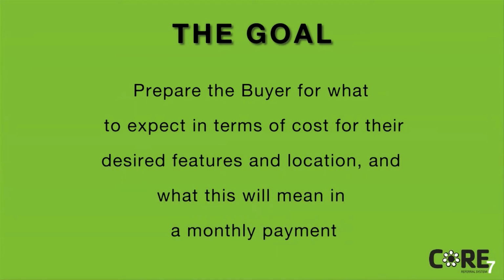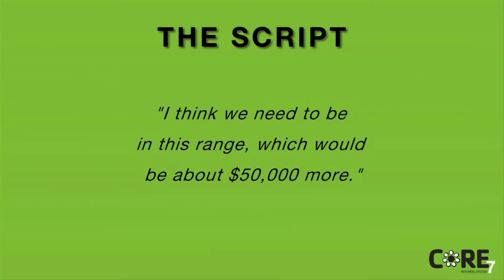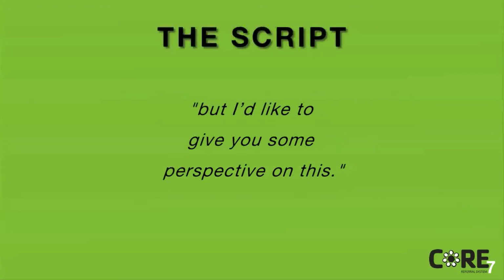As an example, when a client's desired price range doesn't fully line up with reality, I like to address it reassuringly by saying, "Based on your questionnaire, your price range is here, but based on a quick analysis, to get the space and features you want in this location, I think we need to be in this range, which would be about $50,000 more." Now, I know that may sound scary to you, and you will address it more when you speak with the mortgage originator, but I like to give you some perspective on this.